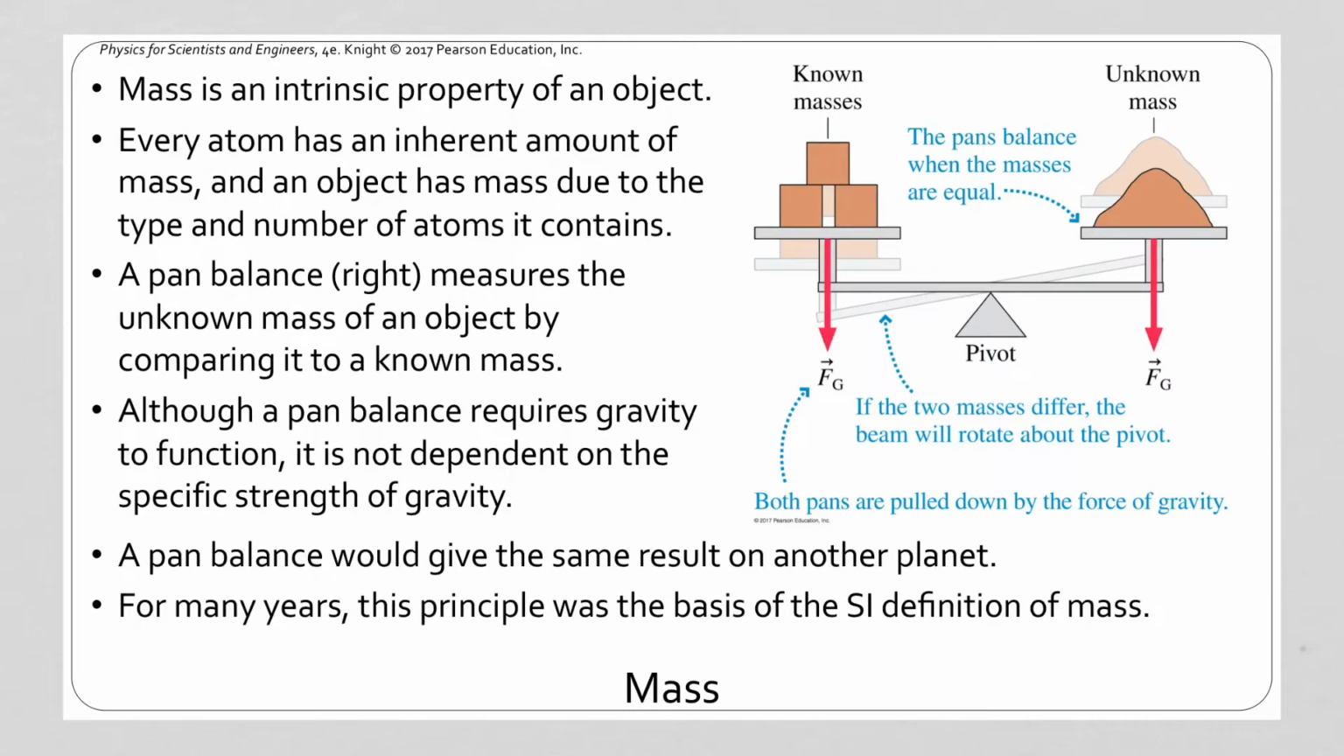Mass is an intrinsic property of an object. Basically, any solid object is made up of atoms, and every atom has an inherent amount of mass based on the number of protons and neutrons and electrons. If you add up the total number of atoms in an object, you can find the total mass of the object, and that's something that is going to be constant as long as the object is constant.